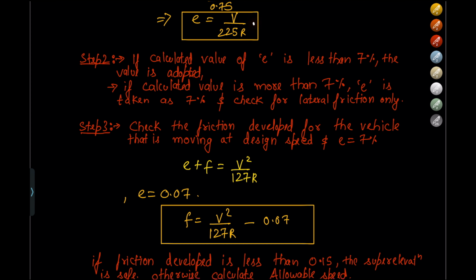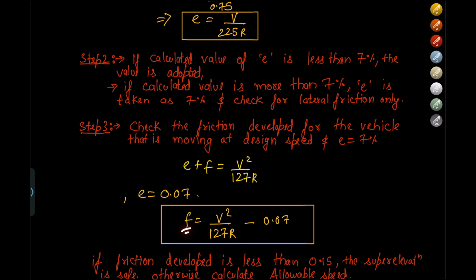So here we have used the formula V squared upon 225 R. Here we'll check the lateral friction for the vehicle moving at the design speed. Right, here we'll not use the 75% value. Here we'll check the lateral friction for a vehicle moving at the design speed with superelevation of 7% because that is what we have fixed here. We'll take e equal to 0.07 and V equal to the design speed of the road.